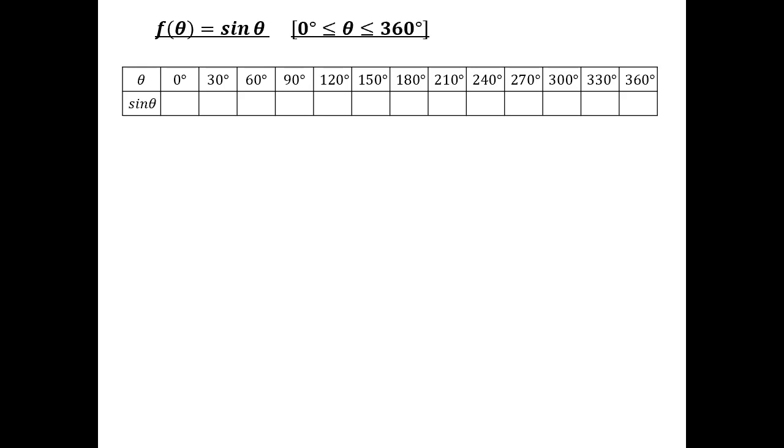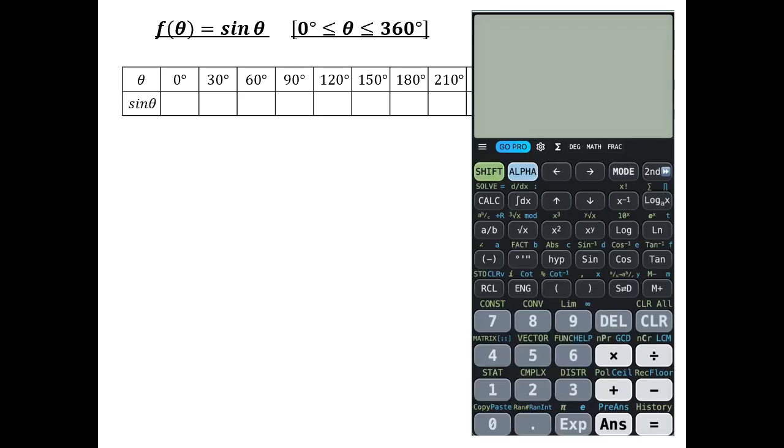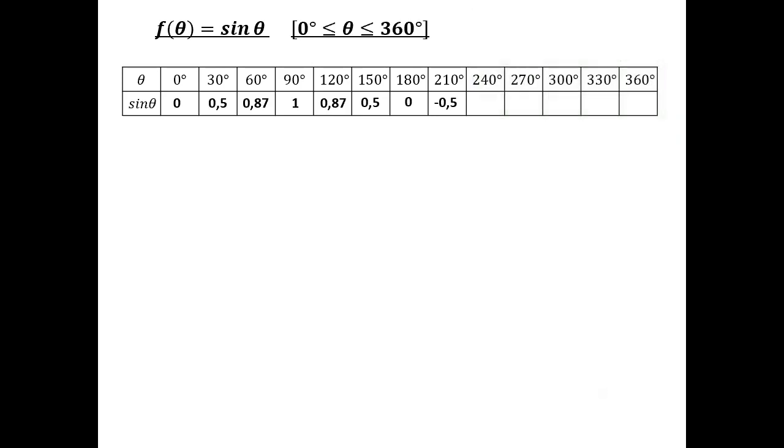So let's take our calculators and start substituting the values for theta. The first answer will be equal to 0. Sine of 30 degrees is equal to 0.5. Sine of 60 degrees is equal to 0.87. Sine of 90 degrees is equal to 1. Sine of 120 degrees is equal to 0.87. Sine of 150 degrees is equal to 0.5. So we have to complete this entire table.